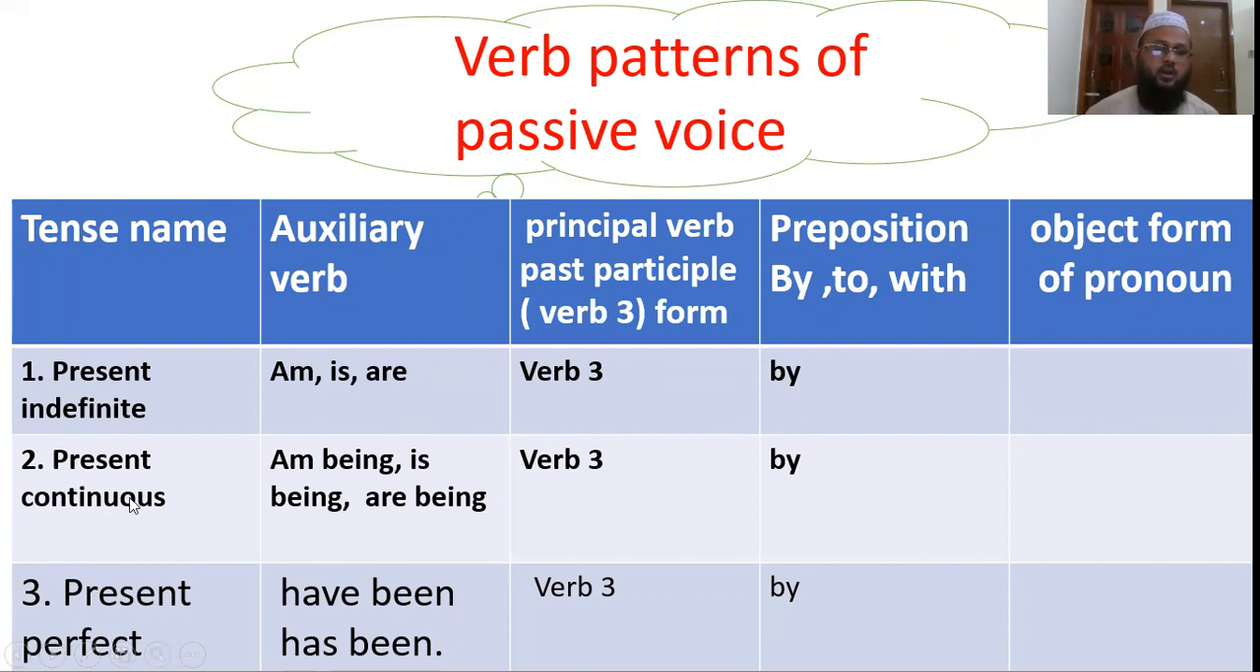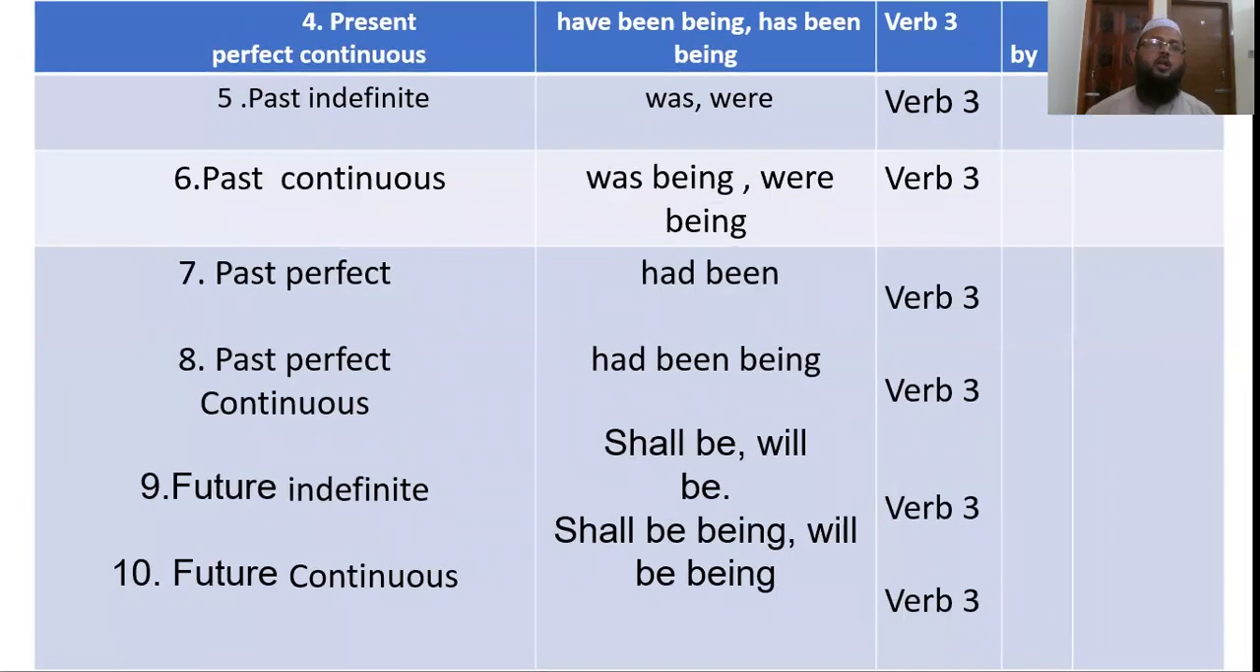Number two, present continuous, auxiliary verb am being, is being, are being. Principal verb third form, preposition by, object form of pronoun. Number three, present perfect, auxiliary verb have been, has been. Principal verb third form, preposition by, object form of pronoun. Number four, present perfect continuous, auxiliary verb have been being, has been being. Principal verb third form, preposition by.